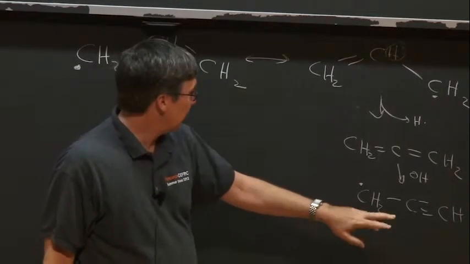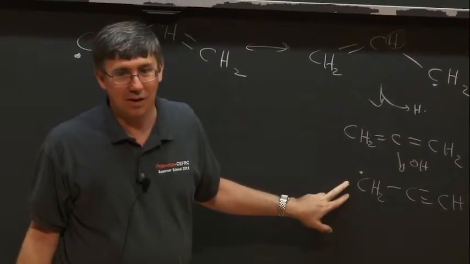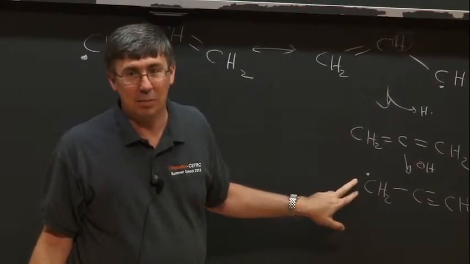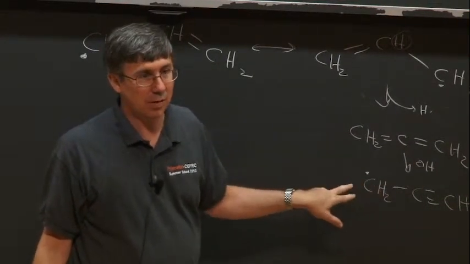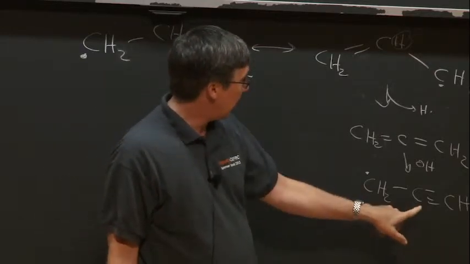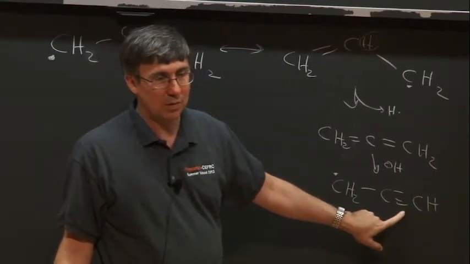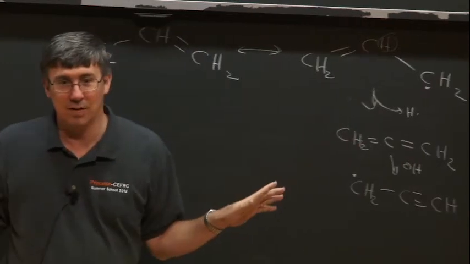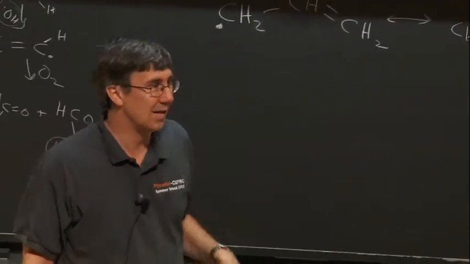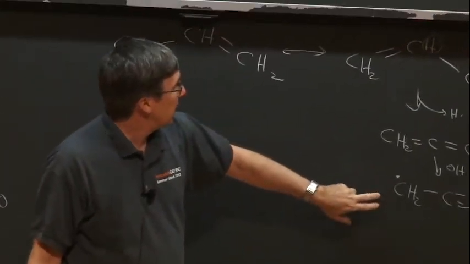It has no more H's to lose, basically. It's down as far as it can go. You can't really draw any stable molecules after losing any more H's from here. It doesn't have any weak bond to break. The bond that would break by beta scission would be a triple bond. It's definitely not going to break a triple bond. So it's stuck. So this stuff accumulates.